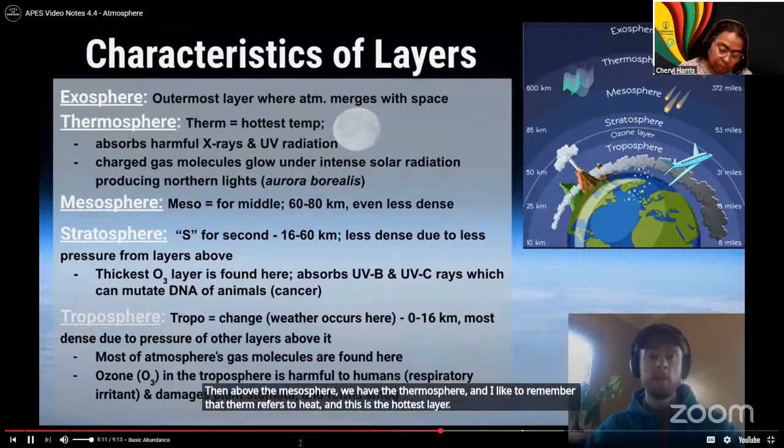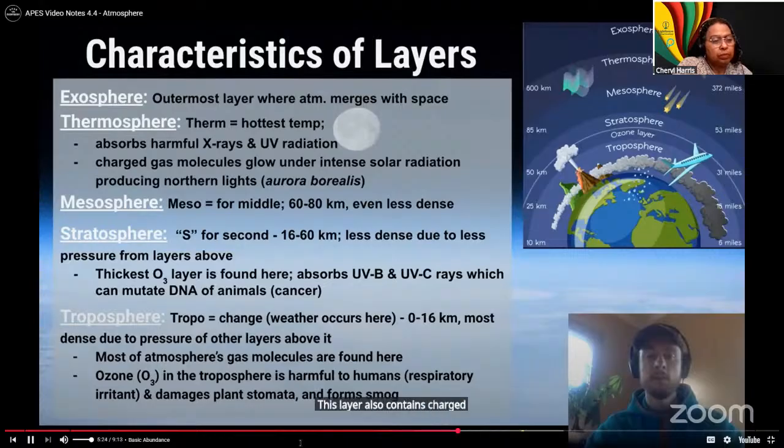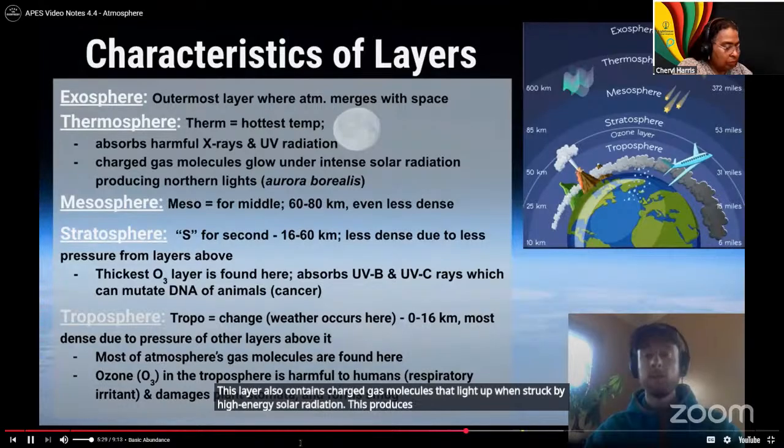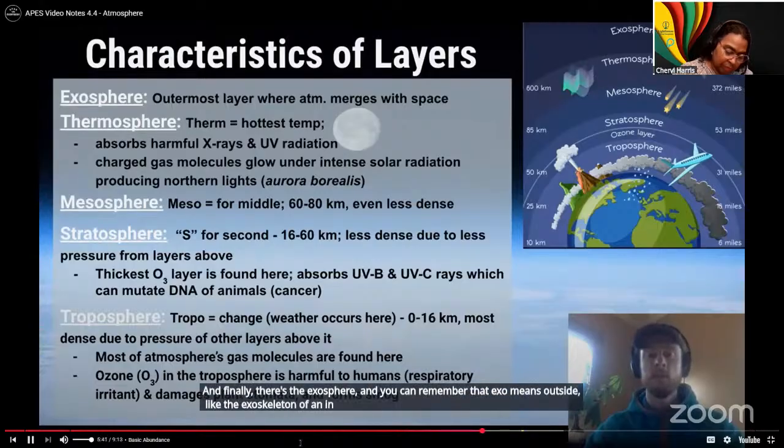It also absorbs highly damaging X-rays and UV rays, which is vital for life on Earth since those rays could damage our tissues and even be deadly to some organisms. This layer also contains charged gas molecules that light up when struck by high energy solar radiation. This produces a really neat effect called aurora borealis, or the northern lights. And finally, there's the exosphere. You can remember that exo means outside, like the exoskeleton of an insect. So this is the outermost layer of the atmosphere, and it's really where the atmosphere merges with outer space.